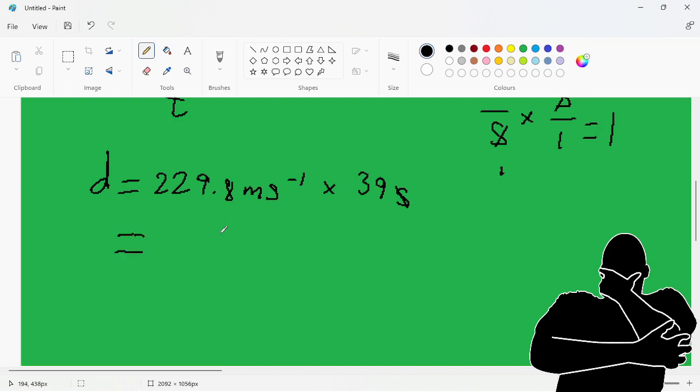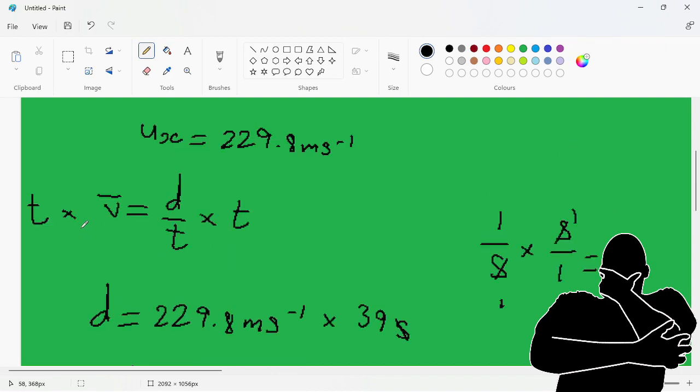Most of the time when you're working with physics, the units that you have for your variables will work out to give you the units for the final answer. So here we get the final answer to be 8,962 meters, or approximately 8.962 kilometers if you wanted to do the conversion. So that's the second part of the question answered.